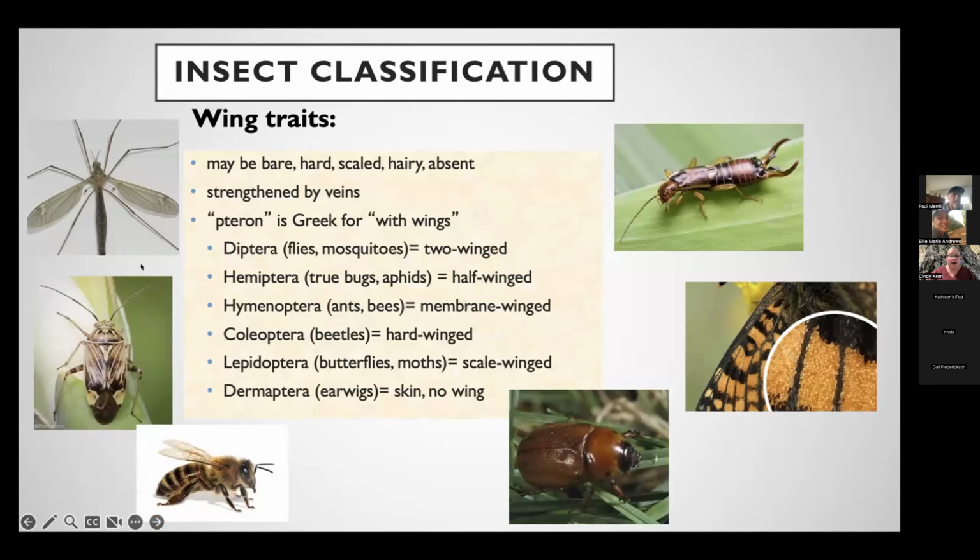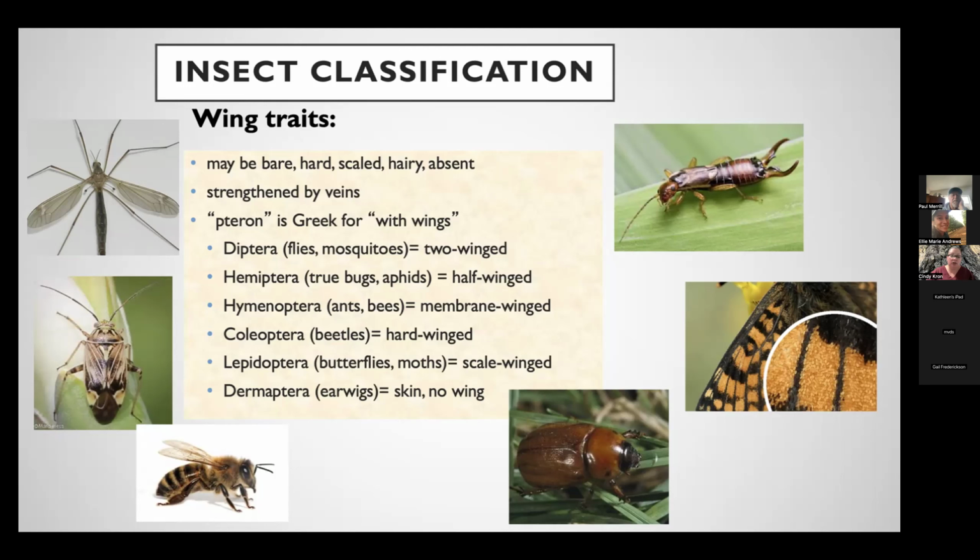Okay. Wing traits. This is something that can be interesting. Here's my photo. Remember I was telling you how butterflies and moths have scales? Do you see these individual little scales that are creating the color that you see on the wing? They're very tiny. You have to see it under magnification. Moths and butterflies have these scales, which help you identify it as a moth or a butterfly. Wing traits may be bare, hard, scaled, hairy, absent. There's a wide variety.